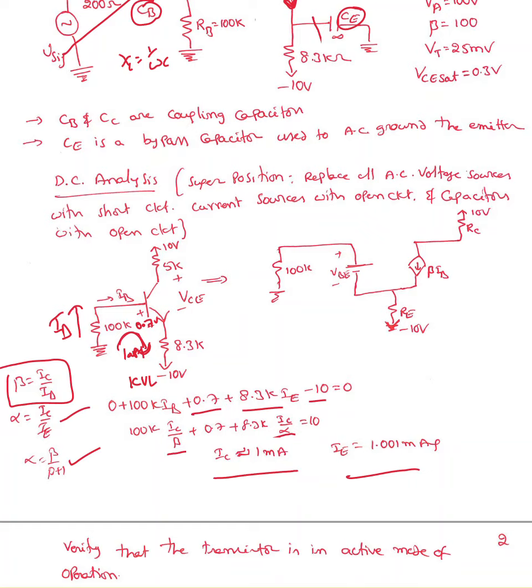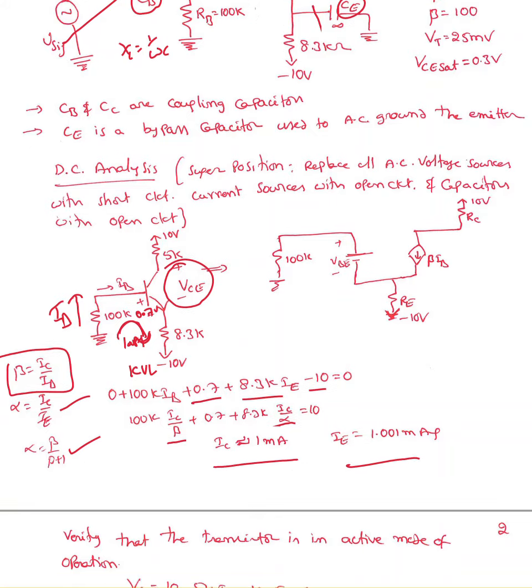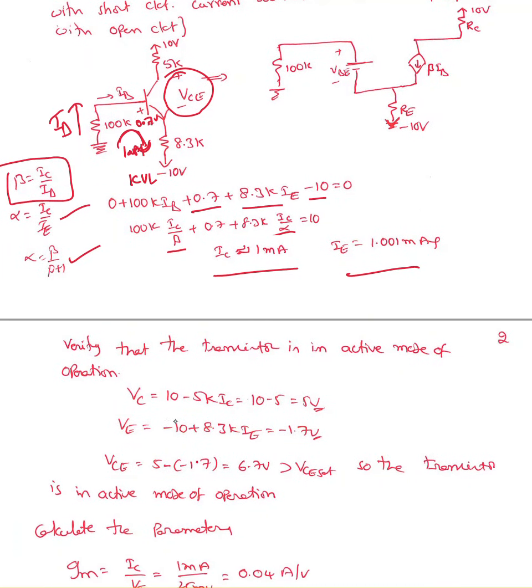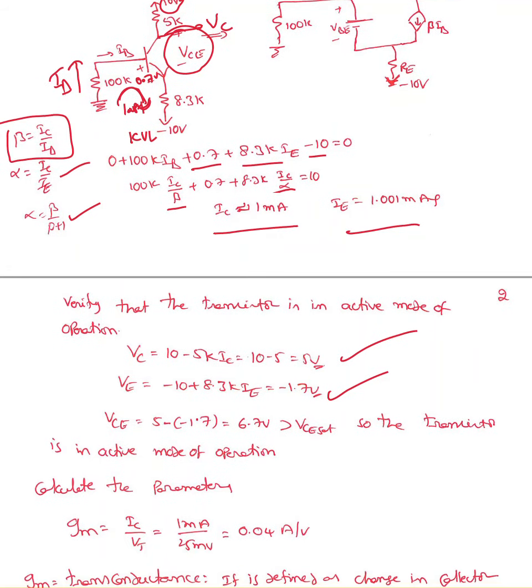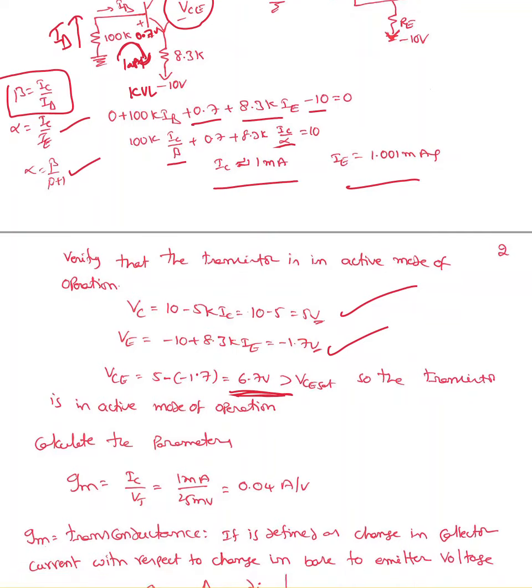This is our DC analysis. But another important thing, we want to make sure that the voltage VCE is greater than 0.3 volts. So here I found VC: 10 minus VC equal to 5k times IC. So I found VC equal to 5 volts. Similarly, VE equal to minus 1.7. VCE we ended up with 6.7 volts, which is more than saturation voltage. So we're good. We can continue.